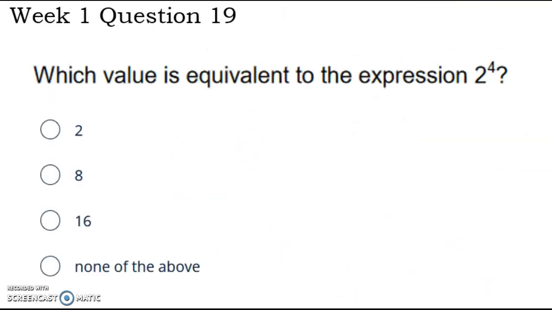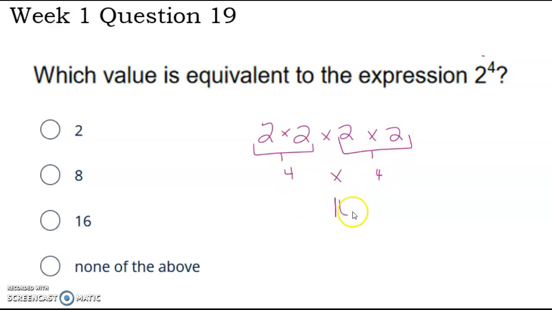All right, this one is exponents again. So it's our base times itself, however many times the exponent is, 4. So we have 2 times 2, which is 4. And then 4 times 4 is 16. Look at that. We're doing great.